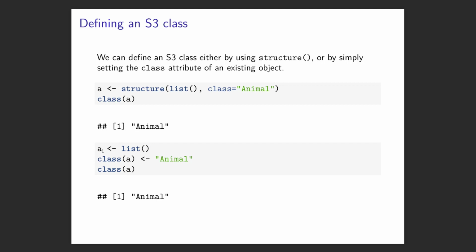And this is another way I can do it. Any existing R object I have, if I just set the class attribute, as we saw before, that will also do everything I need to actually assign an S3 class to it.